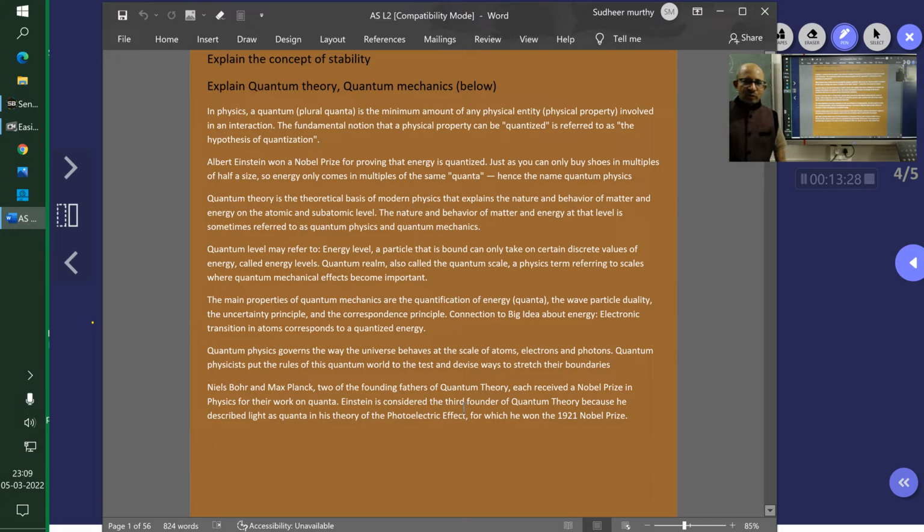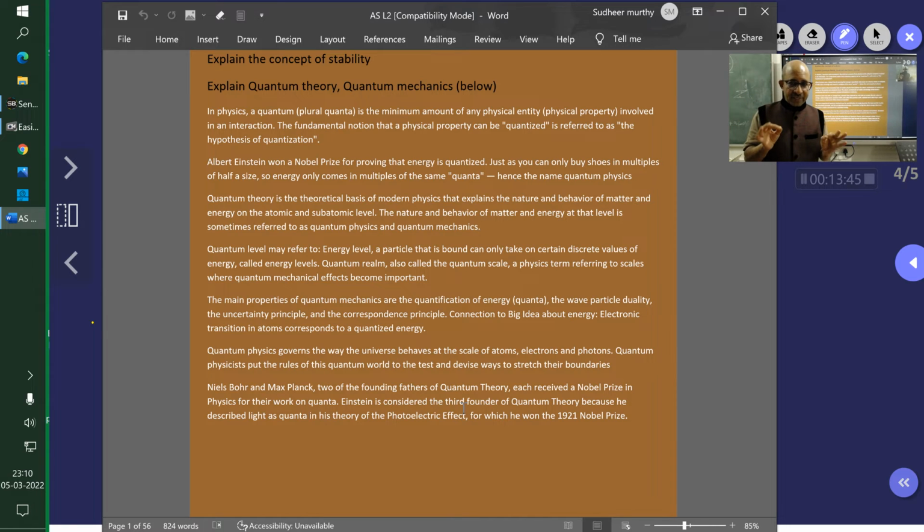Okay, this is in brief about the quantum theory, and I have used this word quantum many times because I want to drive in your head that it is a different theory from the Newtonian mechanics.